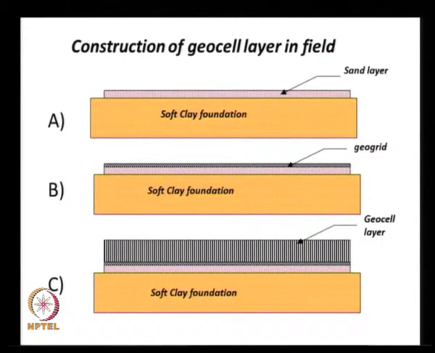And the procedure for constructing these geocells in the field is something like this. So, if we have a soft clay foundation, usually we need a working mat, so that we can bring in our construction equipment, and that working mat will be in the form of a sand layer or some aggregate layer. Then we will provide a horizontal layer of geogrid that acts as a separator, so that the infill material that we fill in the geocell mattress does not escape into the soft foundation soil.